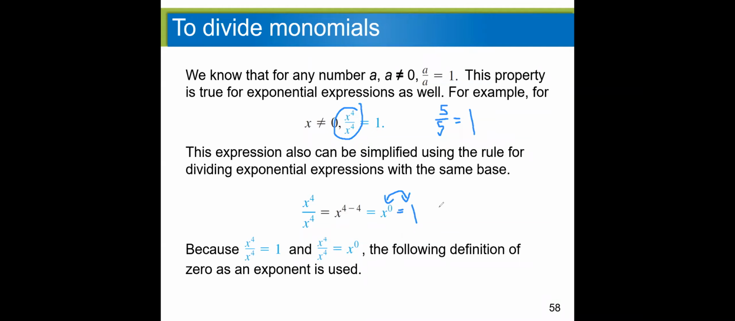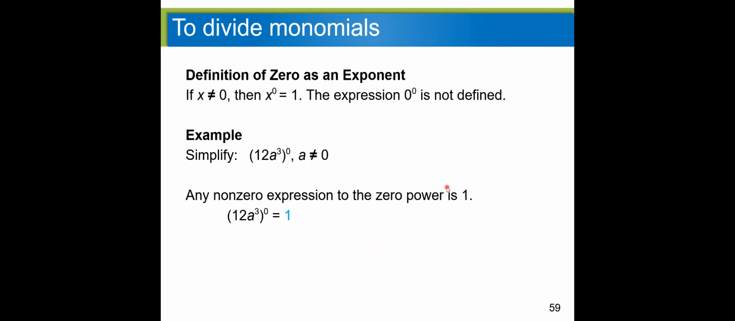Don't worry about getting too stuck up in it. Just try to, I would argue, remember this basic concept: anything over itself is 1. Keep that idea in your head, and you should be fine. Yeah, anything to the 0 is 1. 0 to the 0 doesn't make sense, so we don't worry about it.